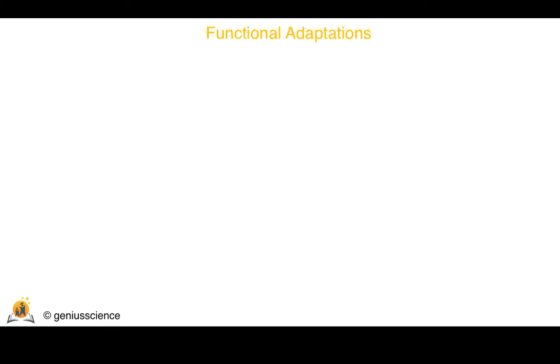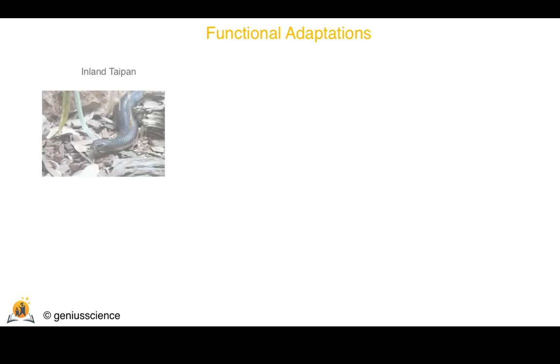Now for some functional adaptations, starting with the world's most venomous snake, the inland taipan of Australia. A key functional adaptation of the inland taipan is venom production. This allows the snake to kill and/or immobilize their prey.